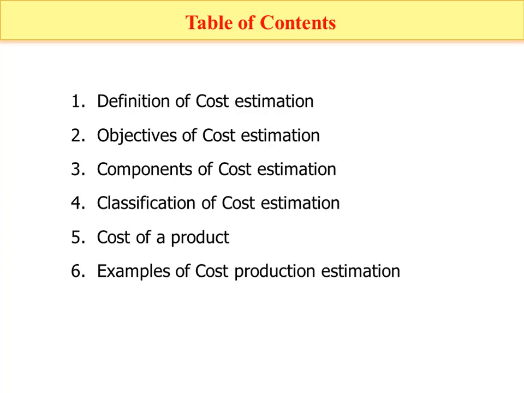The table of contents includes 6 parts. First, definition of cost estimation. 2. Objective of cost estimation. 3. Components of cost estimation. 4. Classification of cost estimation. 5. Cost of a product. 6. Example of cost reduction estimation.